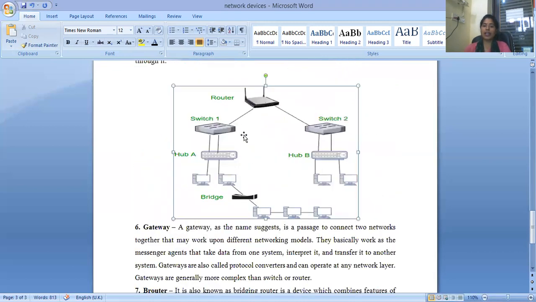Okay, so this diagram will show you that these all are the LANs, and here you can see that this bridge is formed here, and this is hub A, this is hub B, and here these are the switches which have multiple ports, isn't it? There are multiple ports, and this is the router. So all these devices of computer networking are shown here.